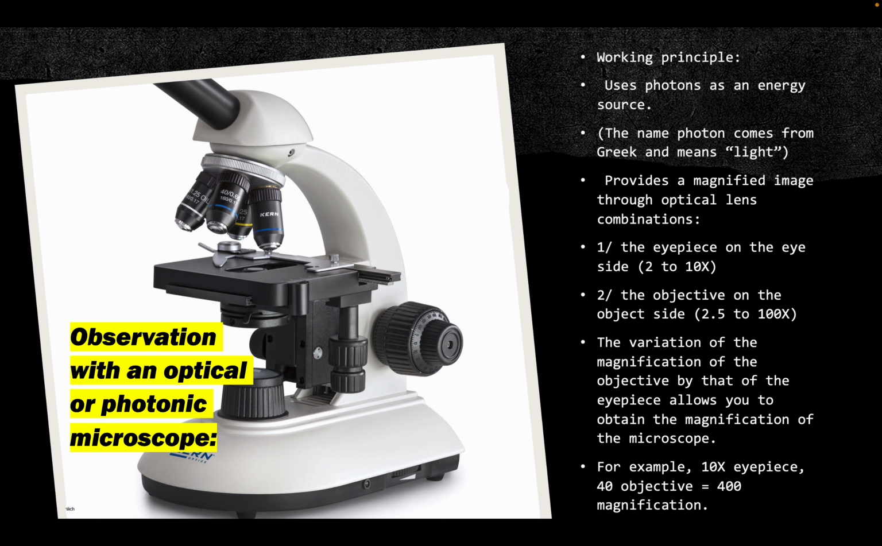The eyepiece on the eye side is 2 to 10 times, the objective on the object side 2.5 to 100 times. The magnification of the objective multiplied by that of the eyepiece gives the magnification of the microscope. For example, 10 times eyepiece and 40 times objective equals 400 magnification.